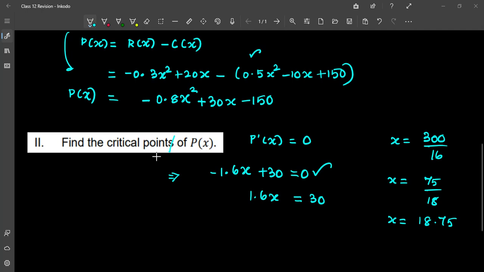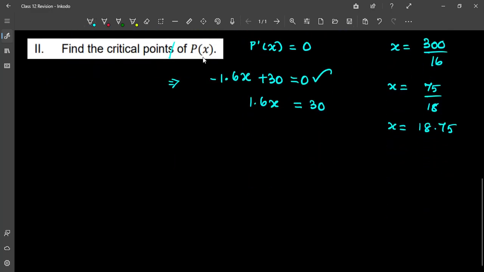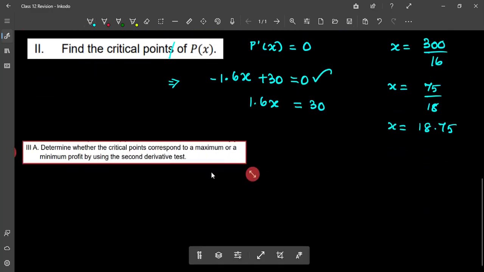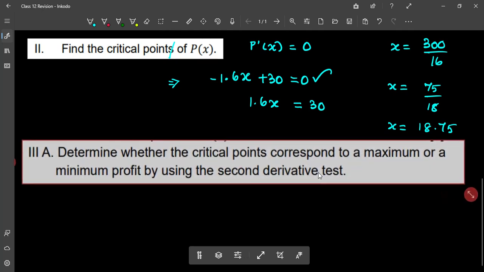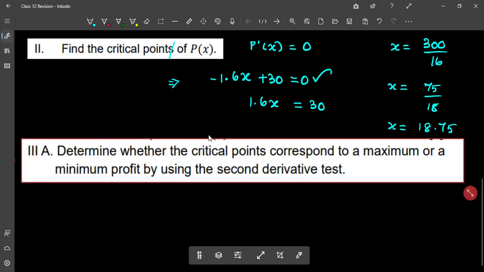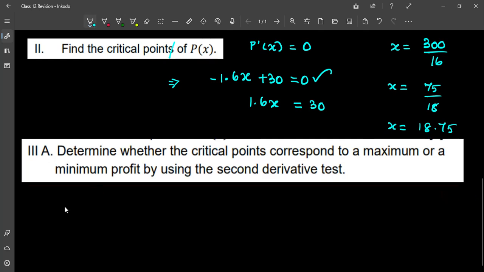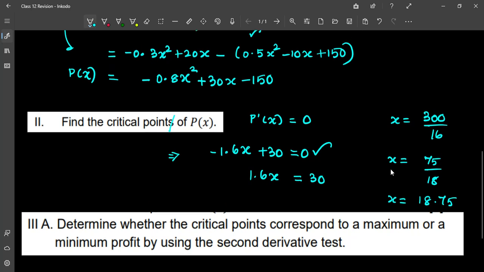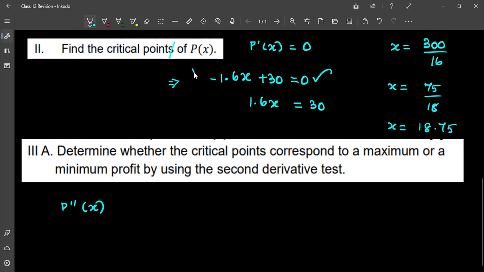For the third subdivision question, determine whether the critical points correspond to a maximum or a minimum using the second derivative test. So in this question, we need to find P double dash of X. What was P dash of X? That was minus 1.6x plus 30. If you differentiate it again, you get just minus 1.6, which is a negative value.